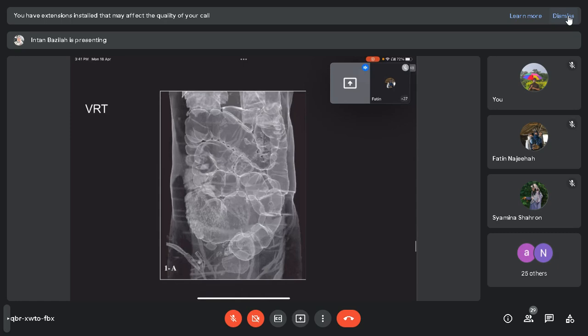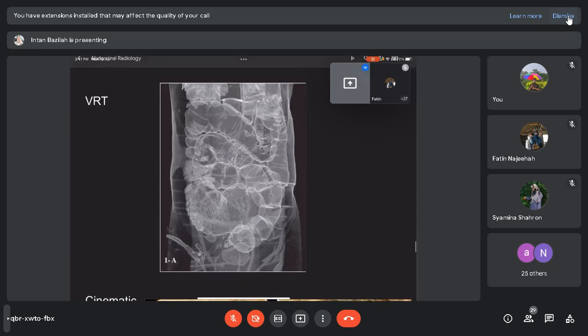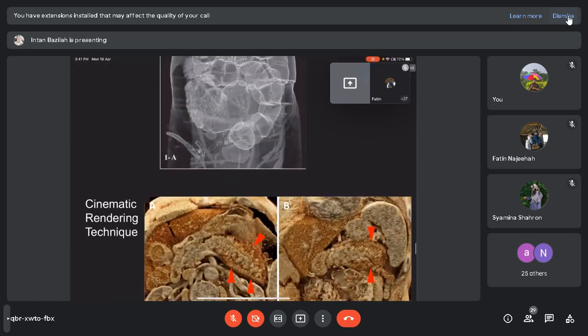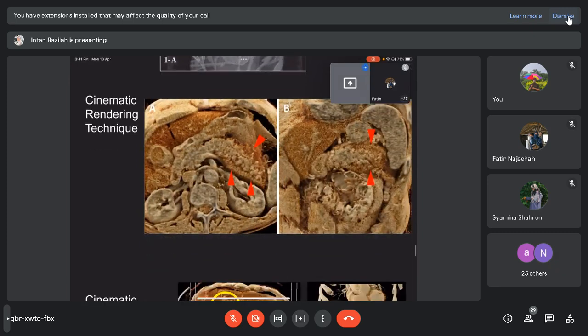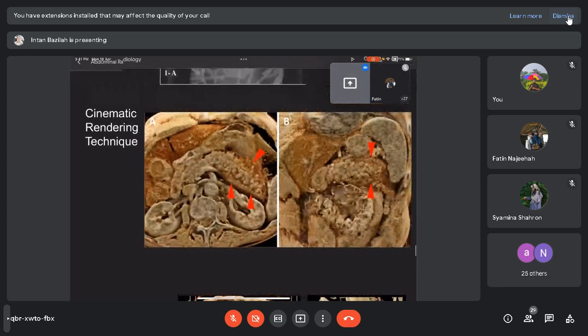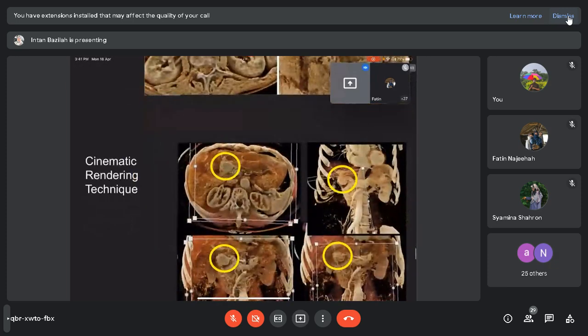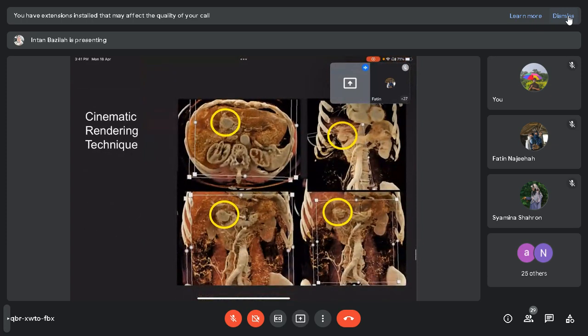This is an example of VRT for colonography. This is the cinematic rendering technique. Sort of like a cadaveric image. Okay, sometimes it can give you a beautiful image of any masses that you want to look at.